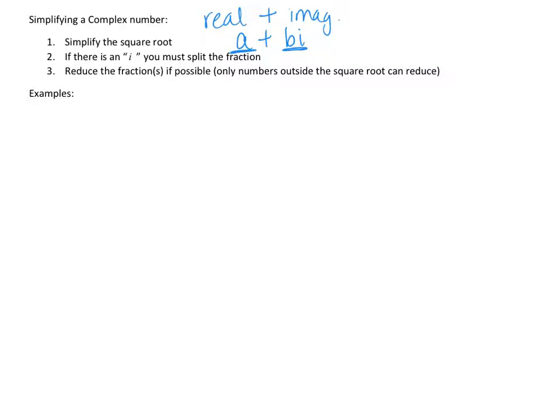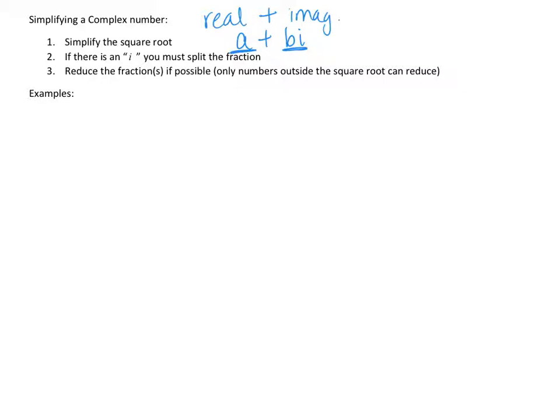Those two pieces are separate. Just like I can't combine an x and a 7 because x plus 7 is not 7x. They're two separate things. That's the same way a real and an imaginary number is. They have to be separate. So let's look at what I mean here. We're going to simplify.